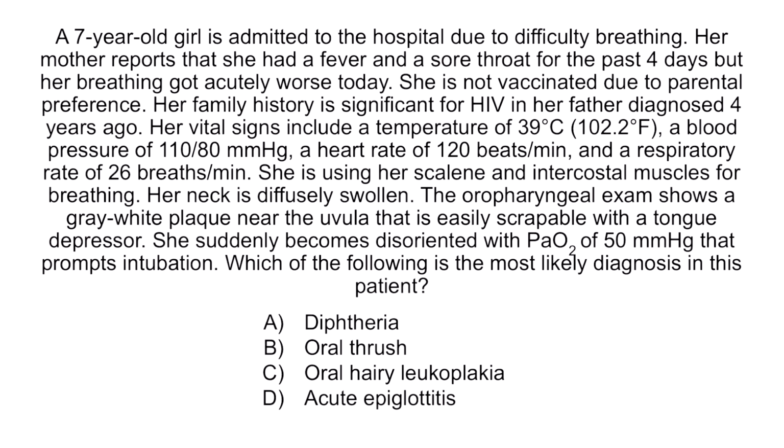Her vital signs include a temperature of 39 degrees Celsius, a blood pressure of 110/80, a heart rate of 120 beats per minute, and a respiratory rate of 26 breaths per minute. She is using her scalene and intercostal muscles for breathing. Her neck is diffusely swollen. The oropharyngeal exam shows a gray-white plaque near the uvula that is easily scrapable with a tongue depressor. She suddenly becomes disoriented with a PaO2 of 50 millimeters of mercury, which prompts intubation.